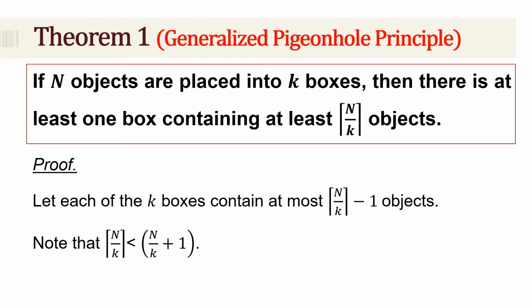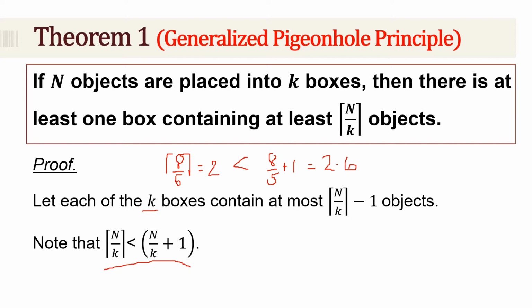We let each of the k boxes contain at most the ceiling of n over k minus 1 objects. However, note here na yung ceiling ng n over k natin is less than n over k plus 1. For example, meron tayong the ceiling of 8 over 5. Ilan ba yan? Di ba yan ay 2? Okay? That is less than 8 over 5 plus 1. Ano ba yung 8 over 5 plus 1? That is equal to 2.6. Okay? So, take note of this kasi gagamitin natin yan.